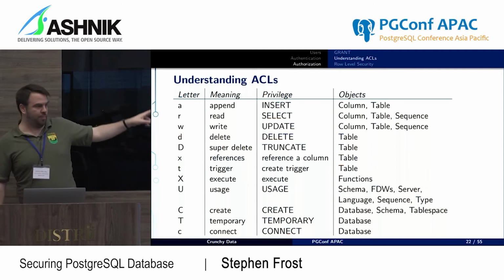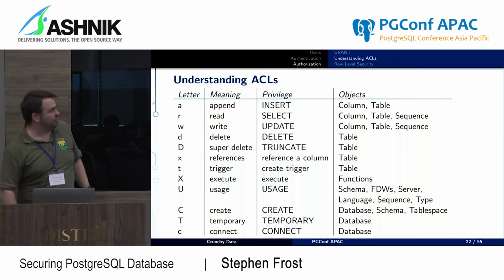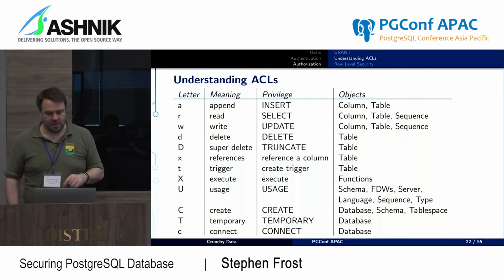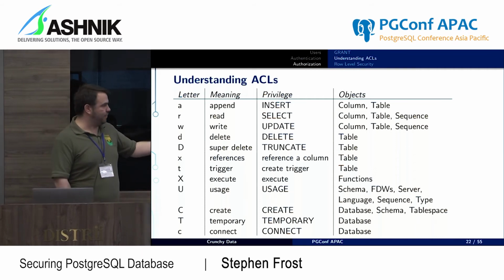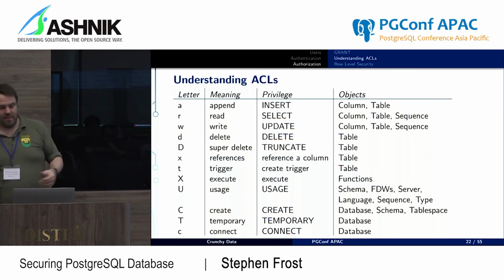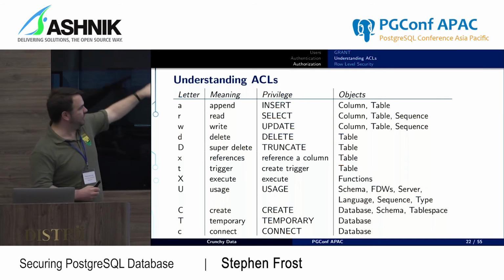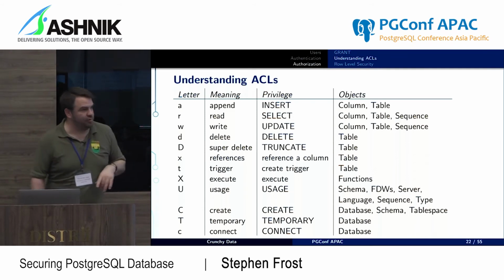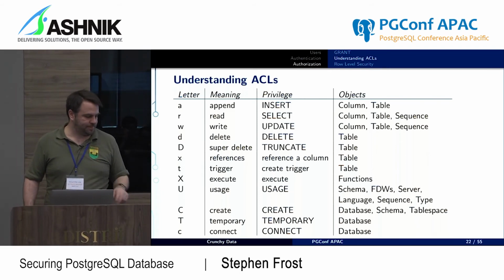And you can see that there's a whole bunch of things that have usage rights associated with them, schemas and foreign data wrappers and servers. Capital C means create, and that's for databases, schemas, and table spaces. Capital T means temporary, so that's for creating temporary objects in that database. And then c means connect. That's pretty straightforward. So these are all the different ACLs that Postgres has and the objects which you can grant them on. Any questions about that?